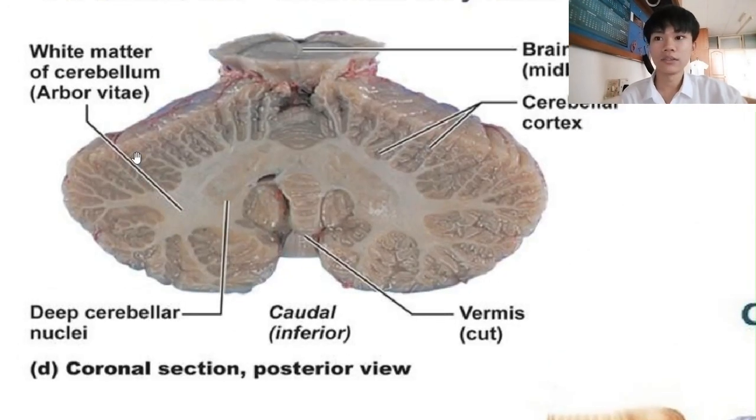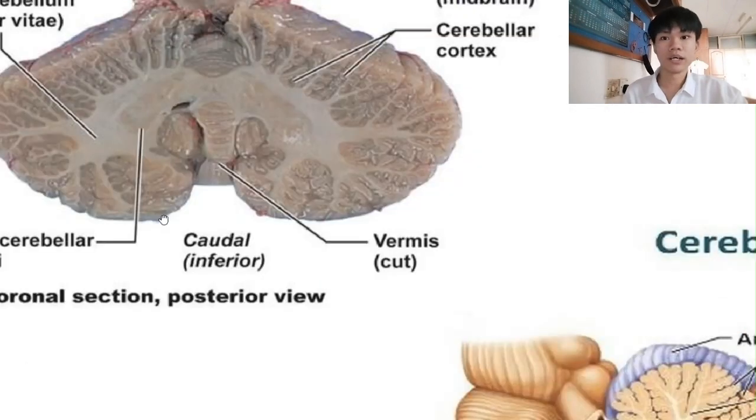As you can see, the gray matter of the cerebellum is folded just like the surface of the cerebrum, and the folds we call folia. Whereas for the white matter of the cerebellum, we can see the tree-branch structure, which we call the arbor vitae. And deep within the white matter, we can find several cerebellar nuclei. They contain multipolar neurons, and their axons form the cerebellar peduncles.